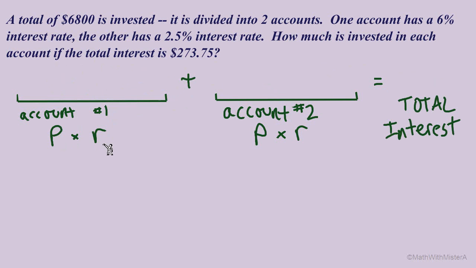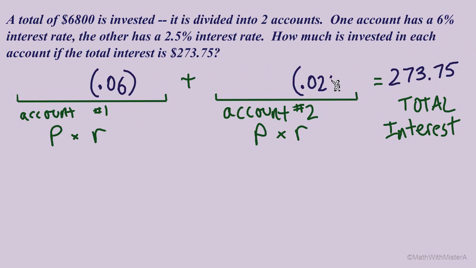Now let's identify what information the problem is giving to us. We see the total interest, $273.75. There's our quantity for the right side of the equation. We also have the interest rates for each account. The first one's 6%. The second one is 2.5%. Remember, we're always moving that decimal point 2 places to change a percent into a decimal. So 2.5% is 0.025.